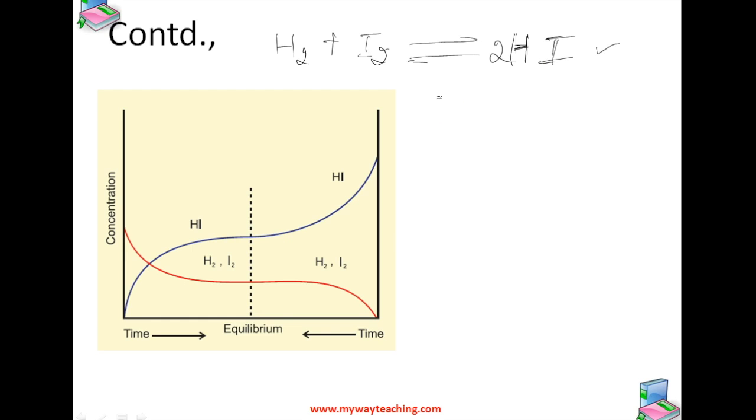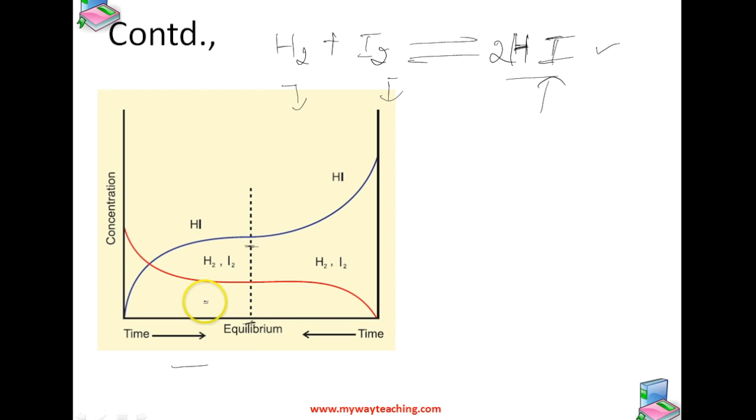Okay, if we start with equal initial concentrations of H2 and I2, the reaction proceeds in the forward direction and the concentrations of H2 and I2 decrease while that of HI increases, until all these become constant at equilibrium, as shown in this figure. So here H2 and I2 decrease, HI increases, and at some value they attain equilibrium condition.